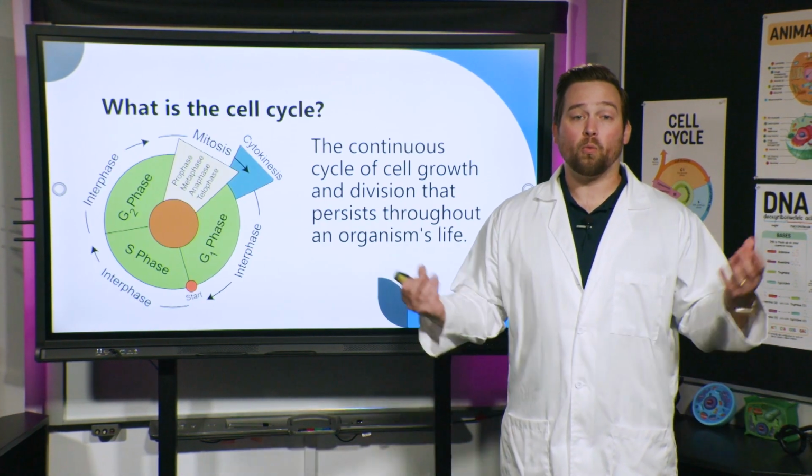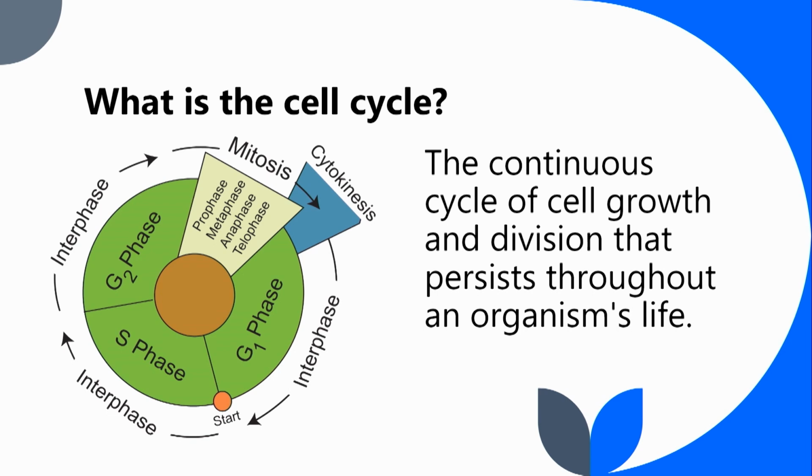So, first of all, what is the cell cycle? Well, you can see here, this is a definition. The cell cycle is the continuous cycle of cell growth and division that persists throughout an organism's life. I want to direct your attention to that picture over there on the side. A couple things to note about this. Well, this is the cell cycle.